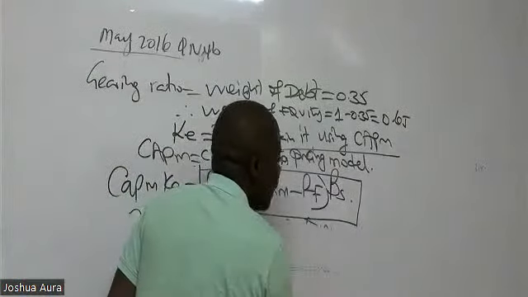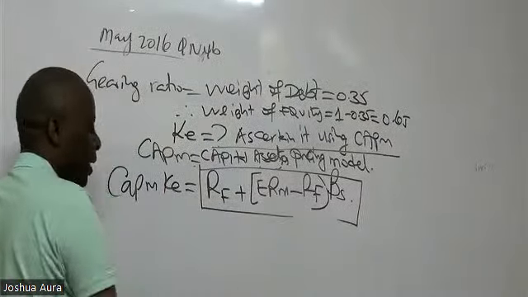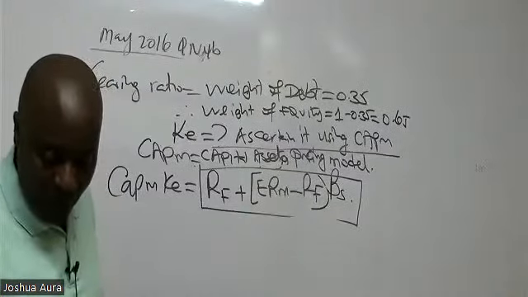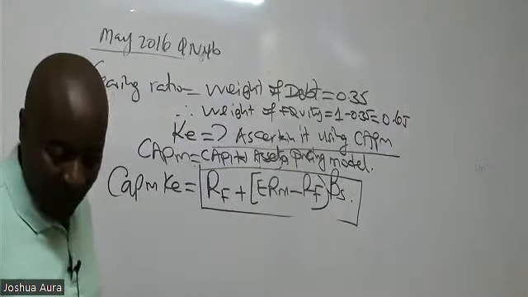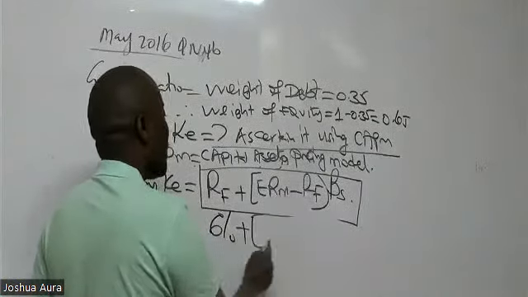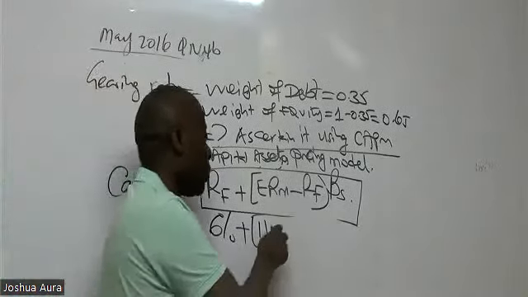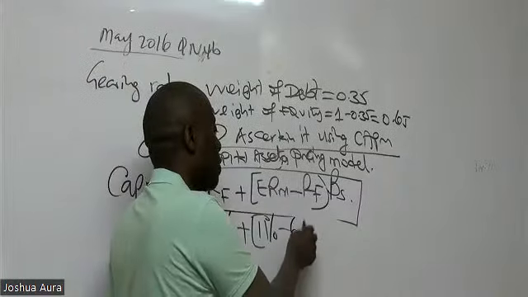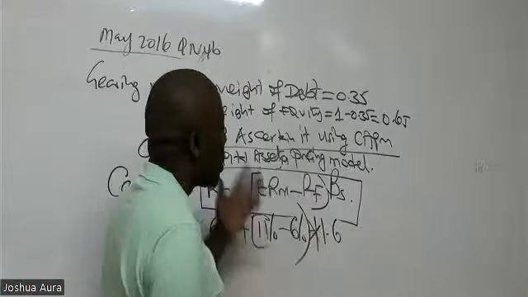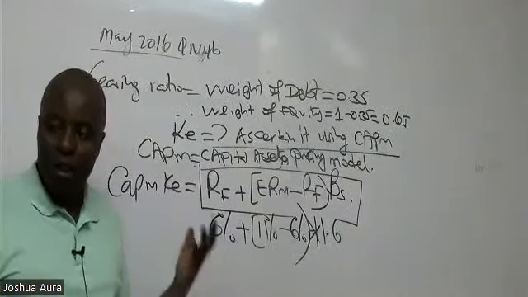So the most important thing here is that they have already given us the risk-free rate of return in the last sentence. The risk-free rate of return is 6%. So 6% plus, they have also told me that the market return is 11%, minus this 6%, multiplied by beta, which was 1.6. So here you have to be very careful with BODMAS.